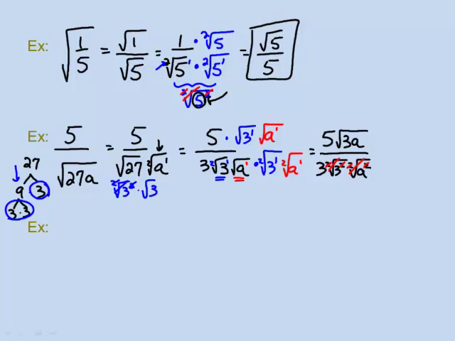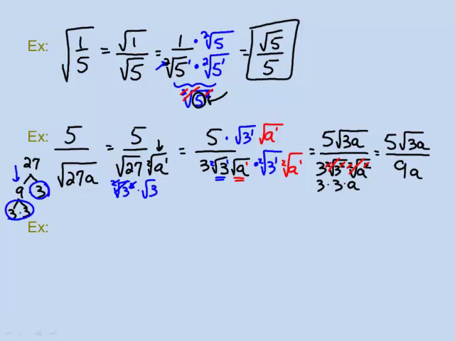Because we managed to get our power and our indexes to match, we can cancel out those root signs in our denominator. That leaves us with, in our denominator, 3 times the 3 that we're pulling out times the a that we're pulling out. And so now we have 5 times the square root of 3a in our numerator, and our denominator is 3 times 3, which is 9. 9 times a is 9a.